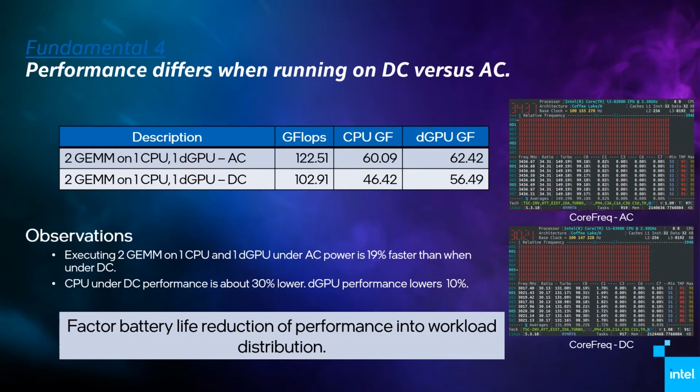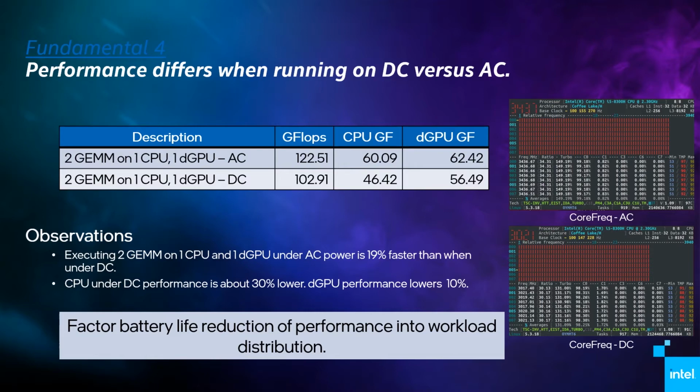Fundamental 4, performance differs when running on DC versus AC. And what I mean by DC versus AC is you're plugged into the wall versus running on battery. To test this, I ran 2 gems, 1 on the CPU, 1 on the discrete GPU, when it was plugged in under AC power, and you can see the performance results, 122.51 overall gigaflops, and you can see how they're spread out between the CPU and the discrete GPU.